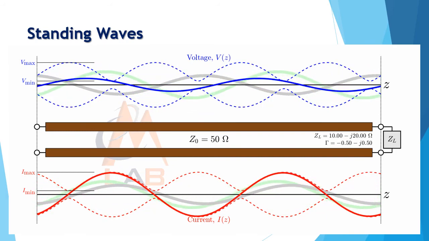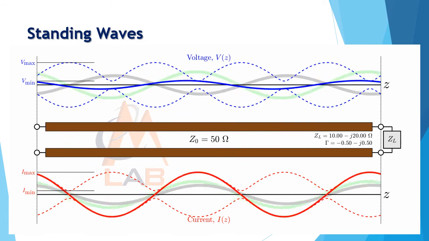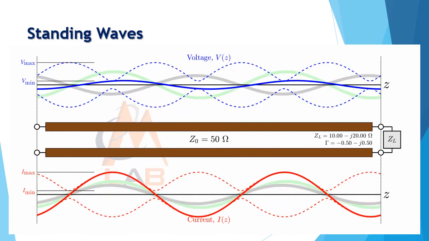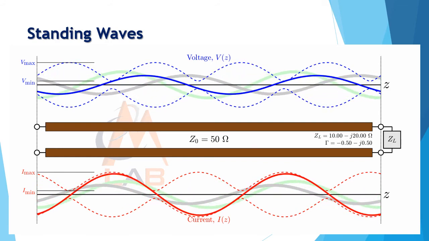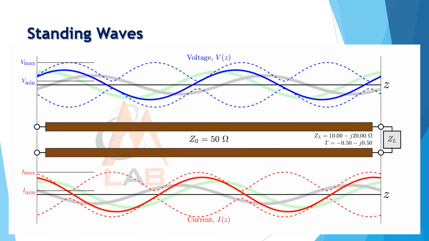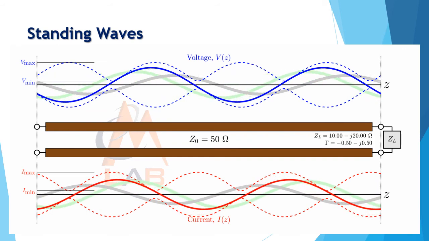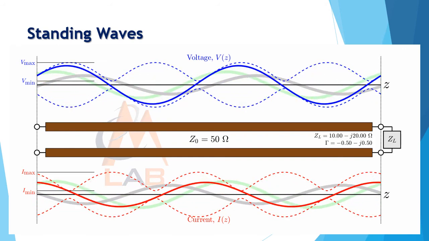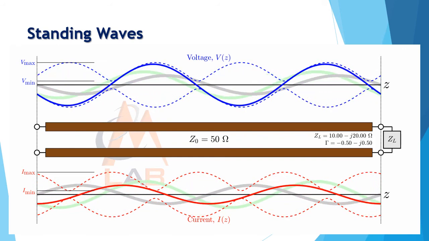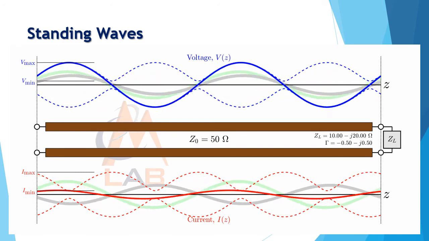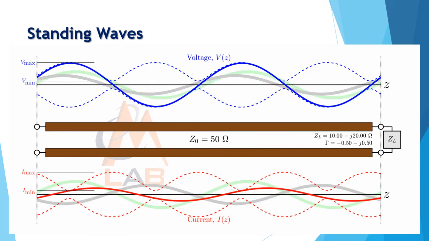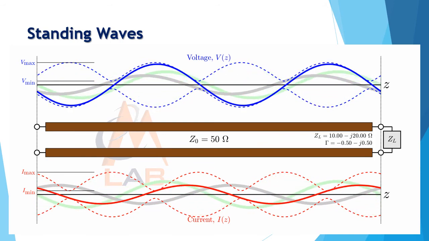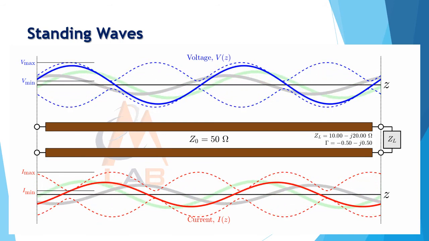For the last example, we still have a complex number as our load impedance, but in this case, it has a capacitive component. So we have our load impedance equal to 10 minus J20 ohms. The characteristic impedance of the line is still at 50 ohms. So our reflection coefficient is equal to -0.5 minus J 0.5.